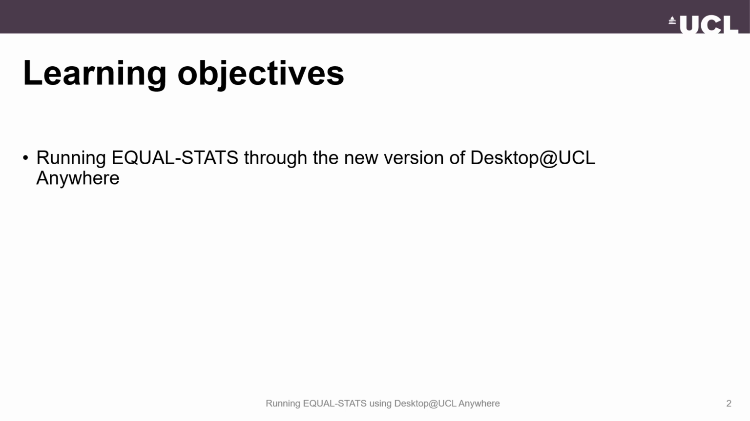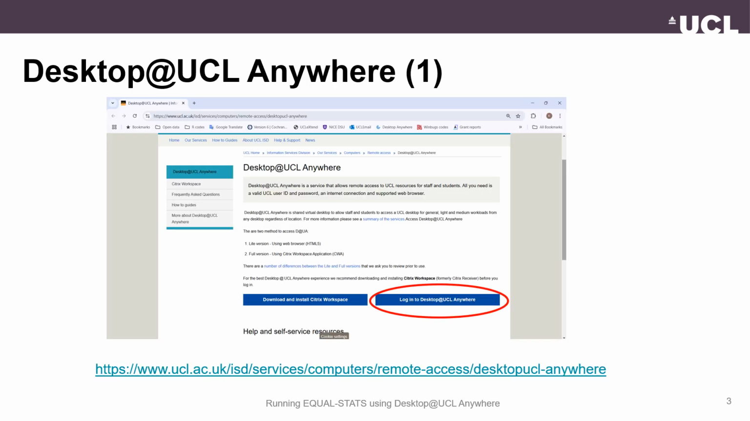Learning objectives. In this presentation, I'll demonstrate how to run EQUAL-STATS through the new version of Desktop at UCL Anywhere. Some people may not be able to install applications on their computers. UCL staff and students can run EQUAL-STATS through Desktop at UCL Anywhere. Further instructions about how to access Desktop at UCL Anywhere are available from the web link shown in this slide.